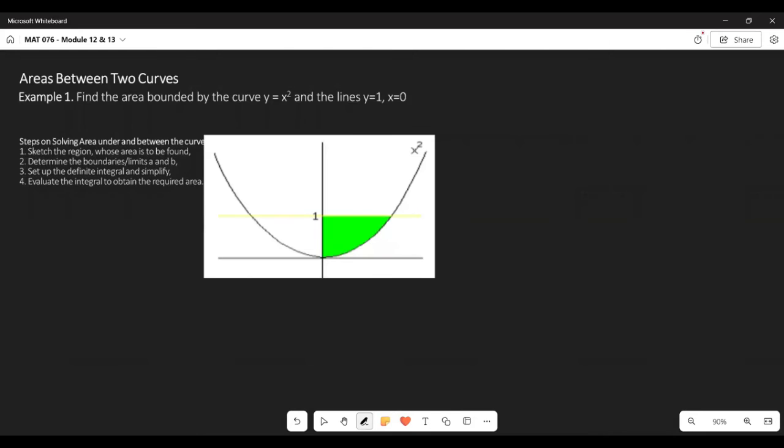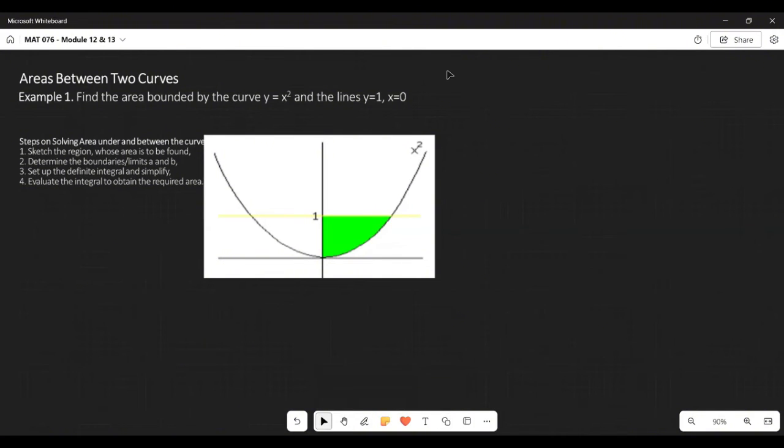So kung kanina meron tayong diniscuss na areas under the curve, dito naman is areas between two curves. Okay, so hindi na siya basta minus 0 kasi puro minus 0 yung nandoon sa example natin. So dito, hindi na siya 0. So we have here the first example: find the area bounded by the curve y is equal to x squared and the lines y is equal to 1 and x is equal to 0.